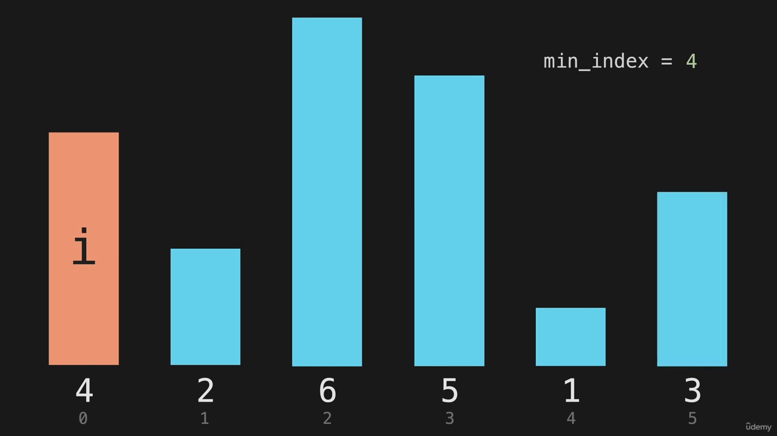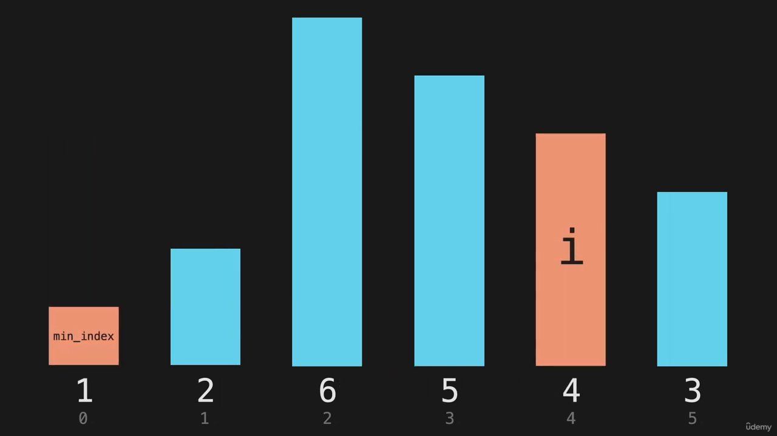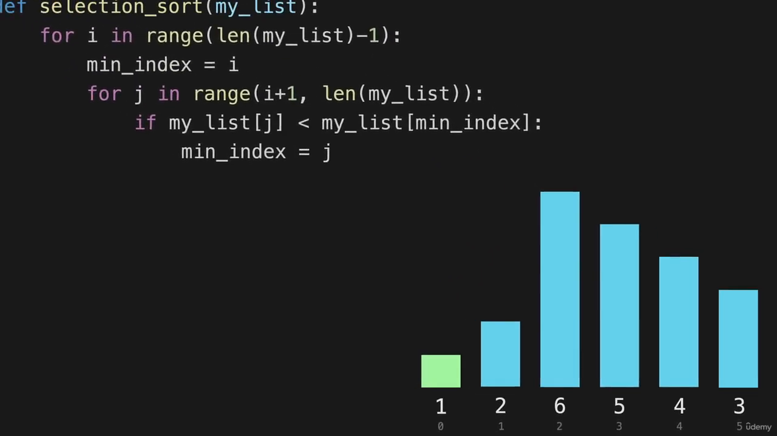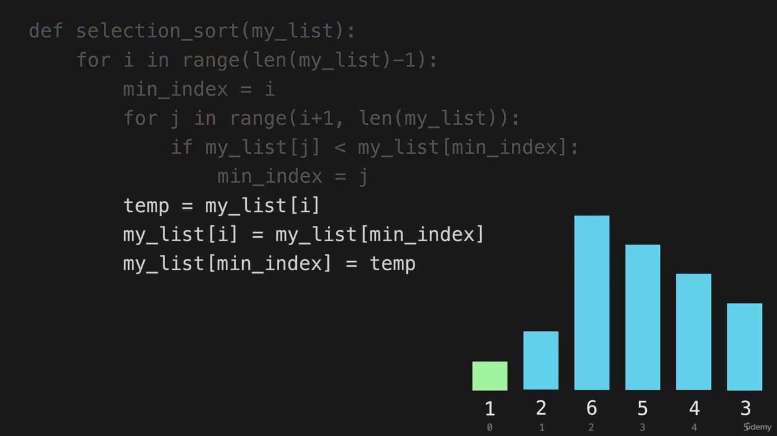So now that that second for loop is done running, we know that min index equals 4, and we need to take the item at the index of min index and the item at the index of I and swap them. And once we do, that first item will be sorted. So let's shrink this down. And we'll be able to swap those two items with these 3 lines of code.